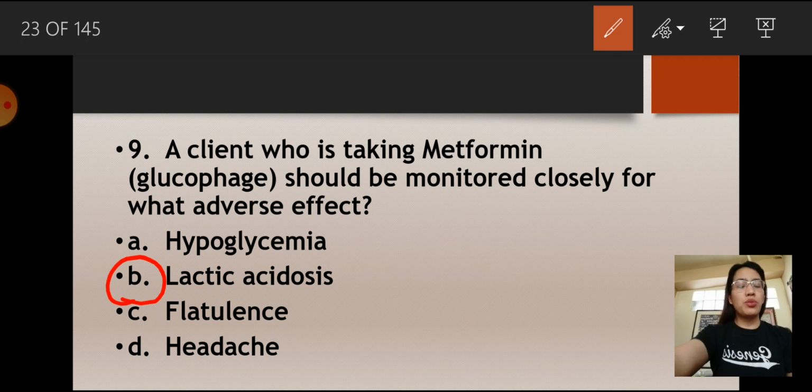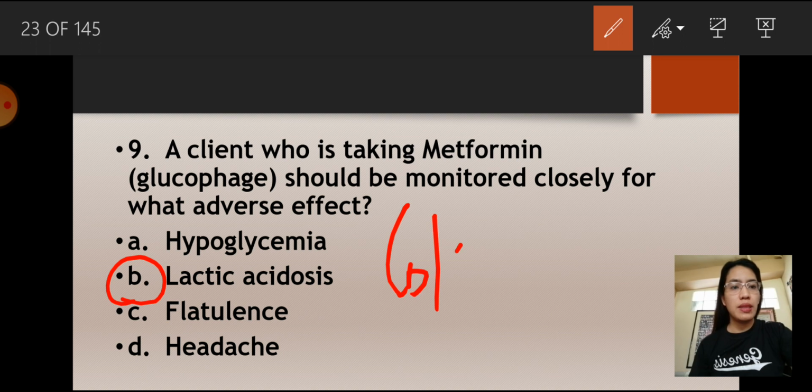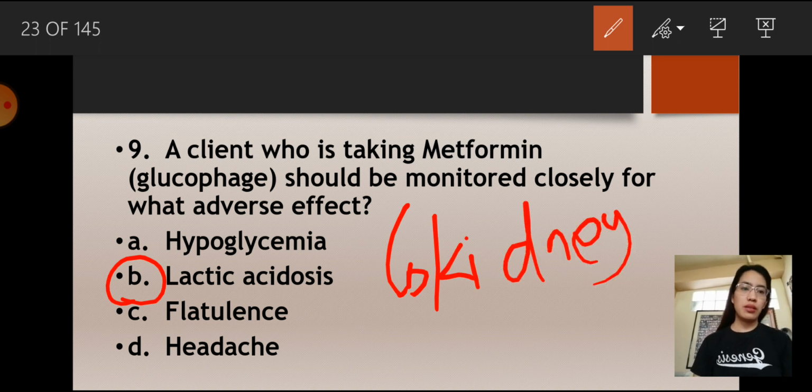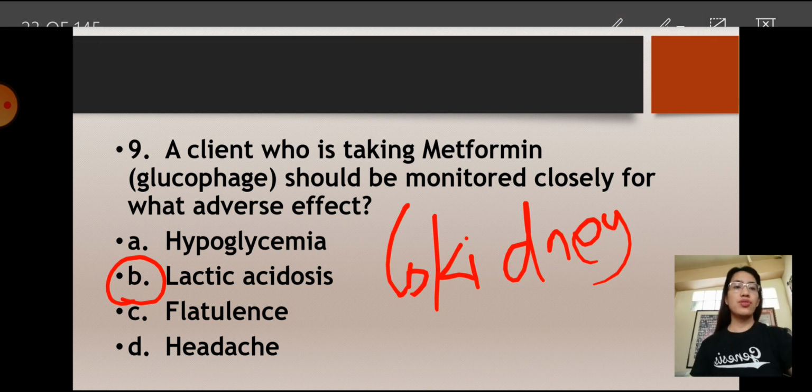Whenever you see metformin, isipin mo agad kidney. No? Isipin mo agad kidney. So, lahat na magiging sagot mo is something that is related to your kidney function. In this case, naka-metformin yung patient, kidney. Masama sa kidney ang ating metformin. So, among the options, ano ang masama dyan sa kidney? Your lactic acidosis. Anything that's related to your electrolytes, to your output, for example, those are all related to your kidney function. So, for number 9, your answer should be letter B.